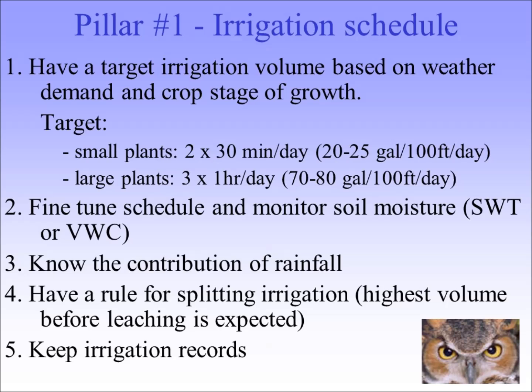Have a rule for splitting irrigation because our soils do not hold a lot of water at one time. Remember when we were in grad school, the analogy of the glass. If your glass is small, that's how much water your soil can hold. Don't pour 50 gallons on it. What you're going to have to do is pour small amounts at a time. So the rule for splitting irrigation is really important. And of course, keep irrigation records.